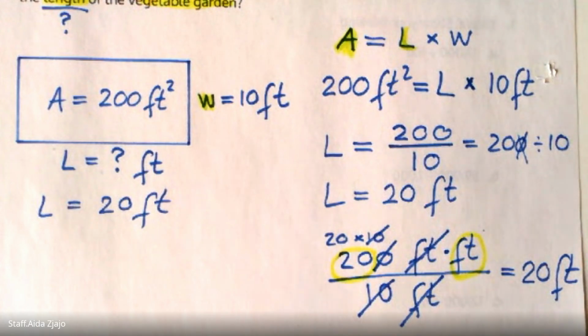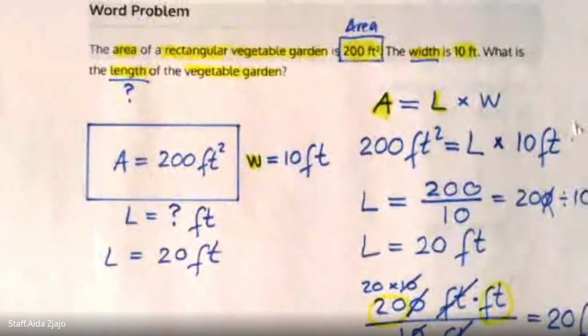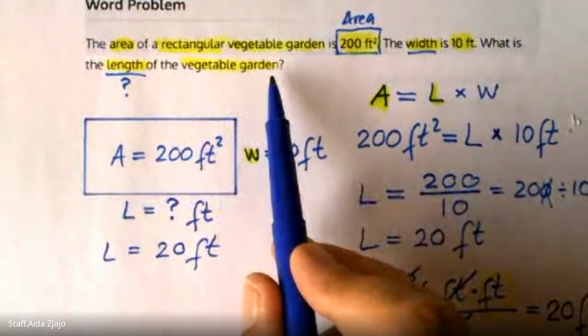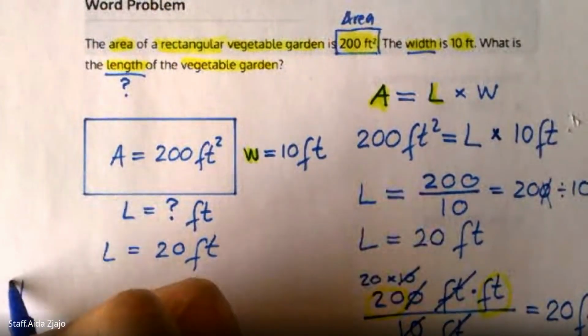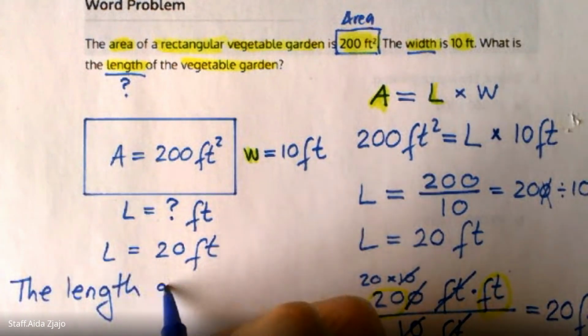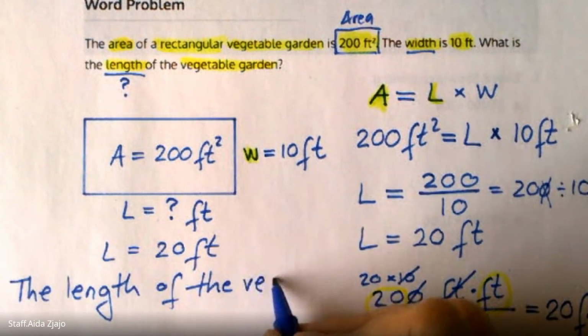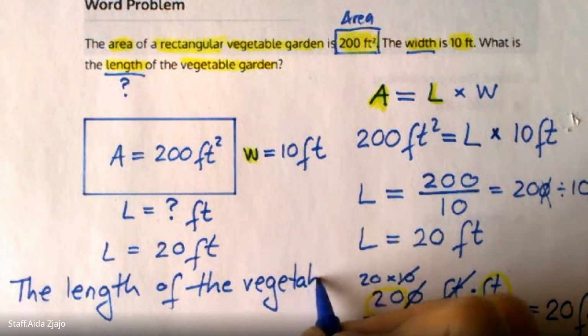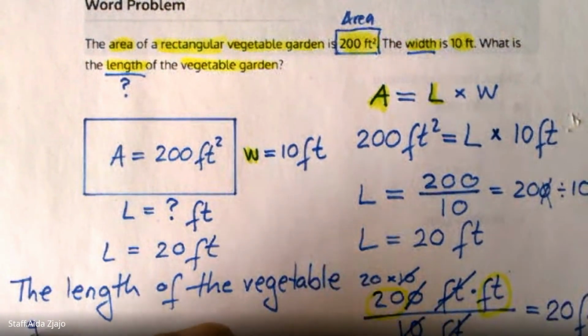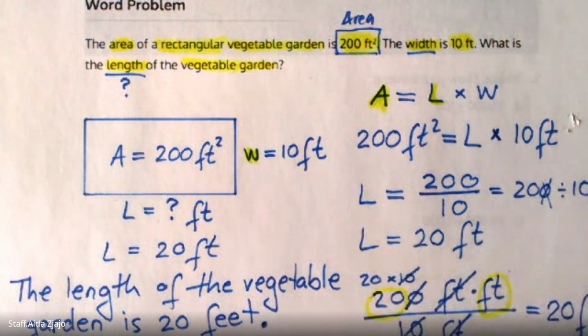All right. Oh, well, I forgot one thing. We need to write the answer. What is the length of the vegetable garden? The length of the garden is 20 feet. Okay.